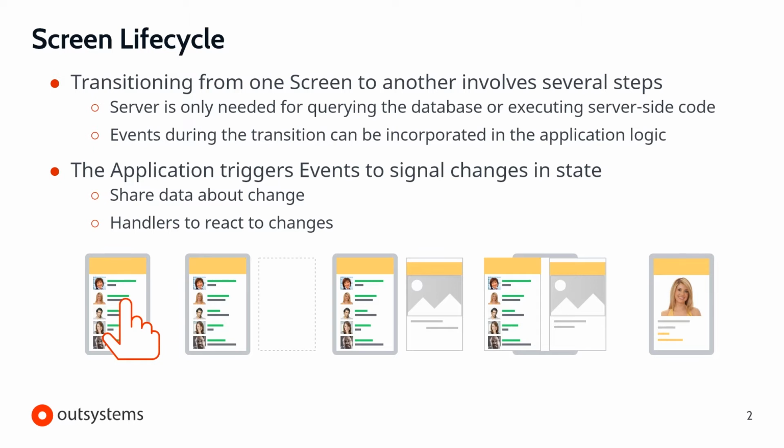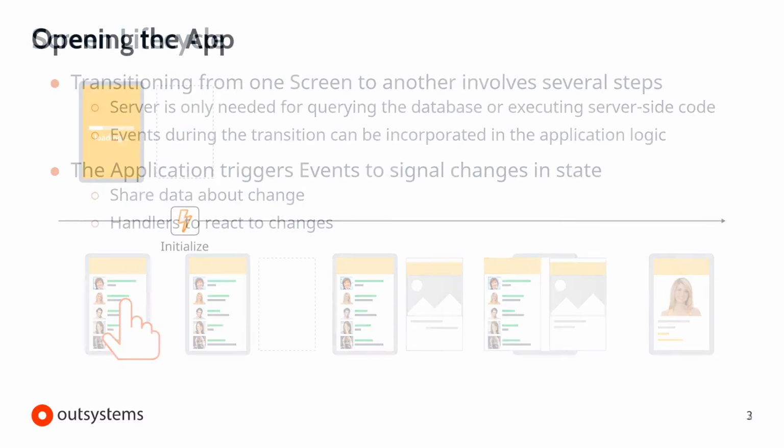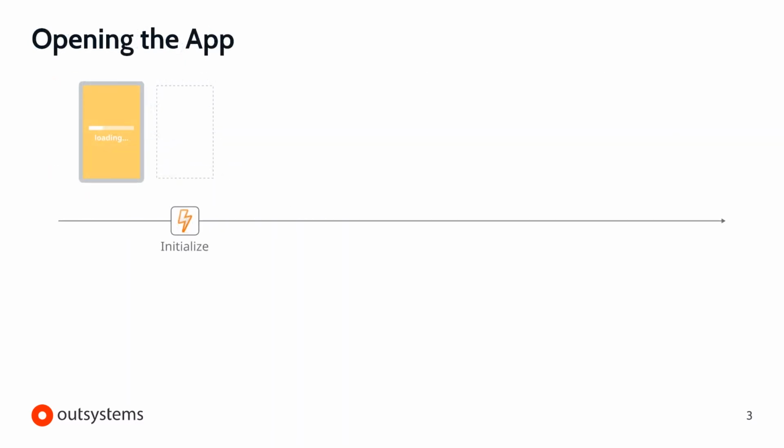As end users interact with the application screens, events are triggered internally at runtime. All this happens on the client side, and the server is only needed to query the database or execute server-side code. The runtime triggers these built-in events and allows us to react to a specific change in the app by handling it with some logic.